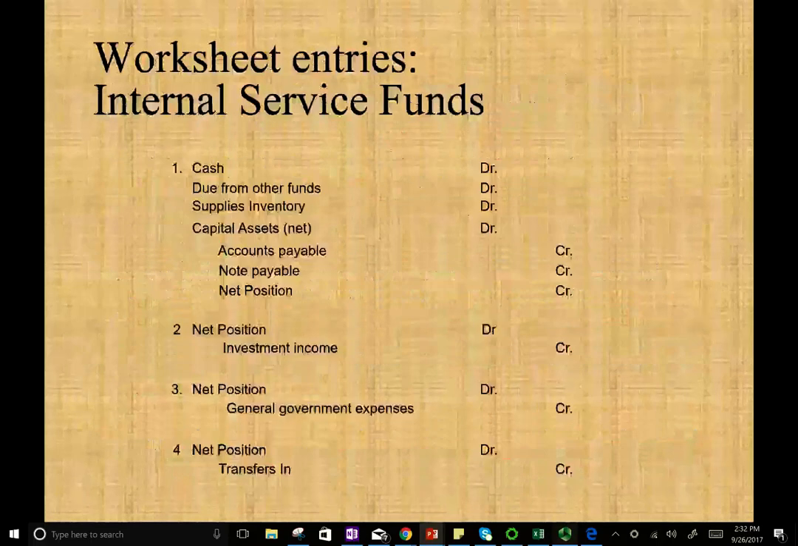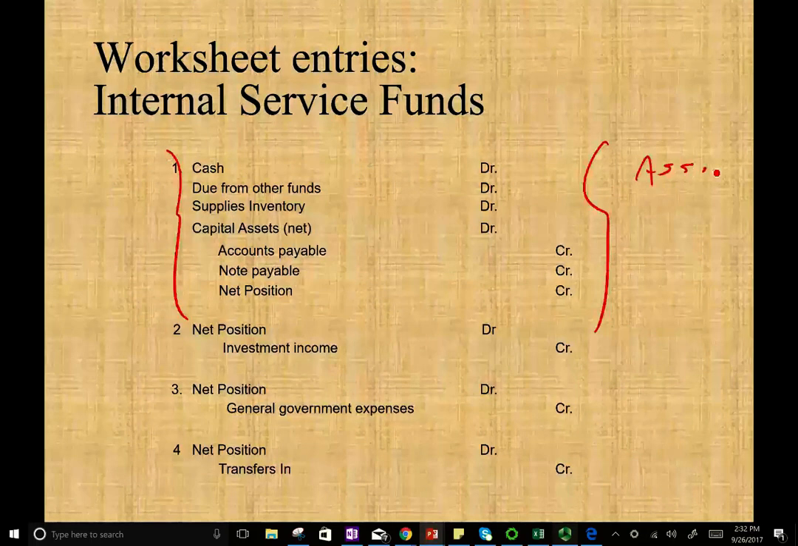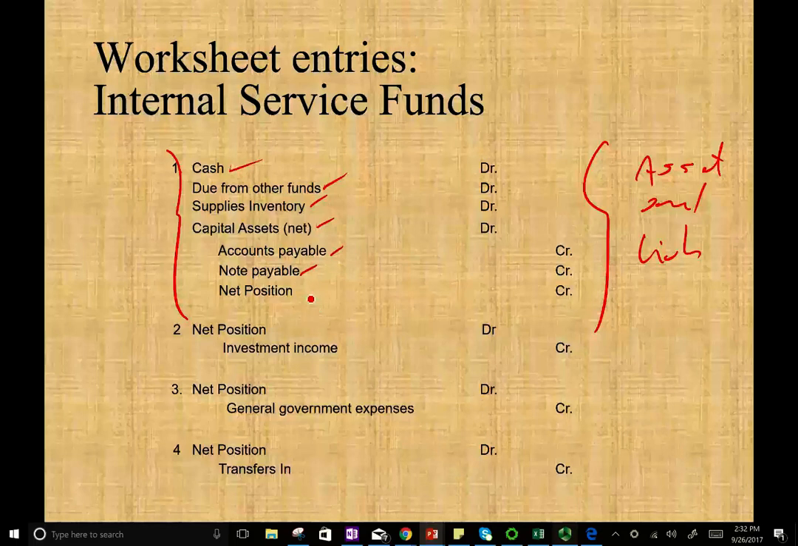And these are the journal entries. So this is journal entry 1, to put the assets and liabilities on the books. So we debit the assets, we credit the liabilities, and we credit the net position. So this is entry number 1.